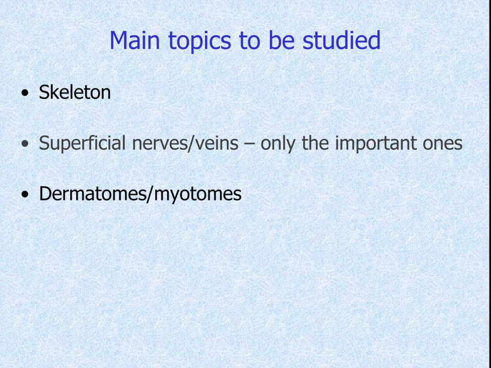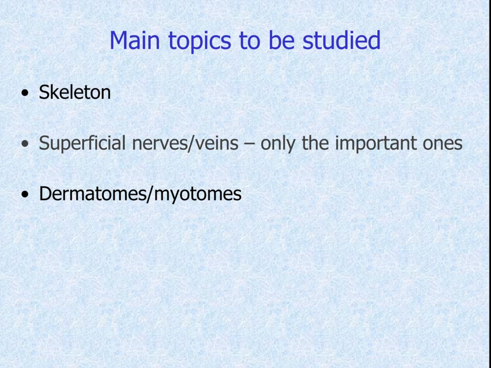Then this concept of dermatomes and myotomes, in both limbs: when you study, you should know the dermatomal map, and you should know the segmental supply of each muscle, which is called myotomes. By definition, a dermatome is an area of skin supplied by a single spinal nerve or single spinal cord segment. And similarly, a myotome is an area of muscle supplied by a single spinal nerve or spinal cord segment.